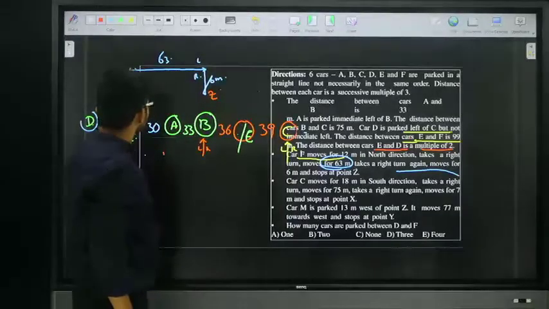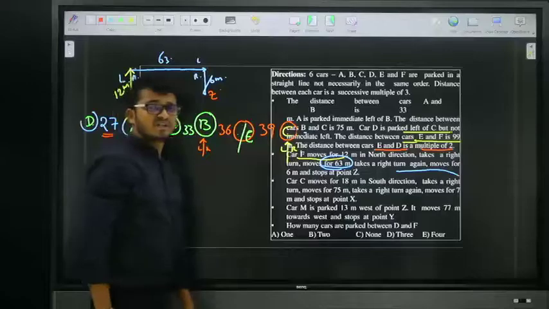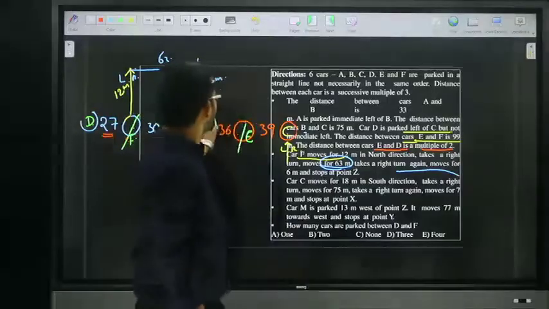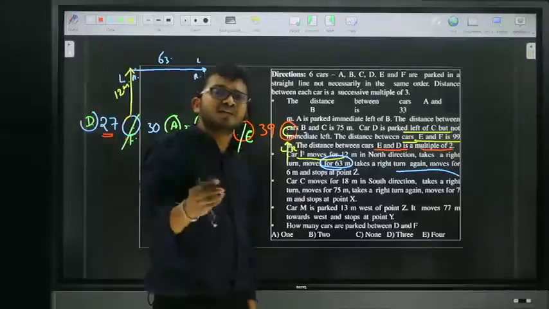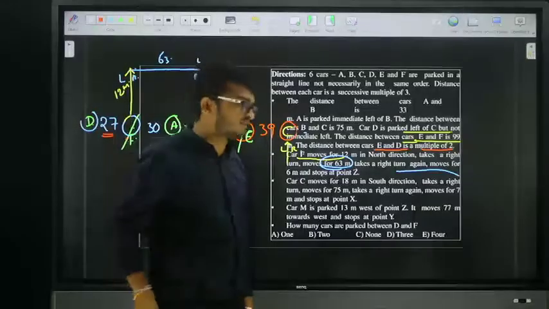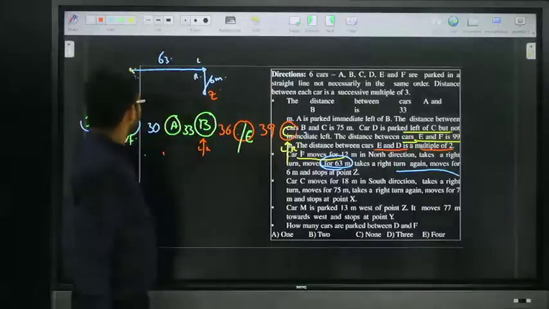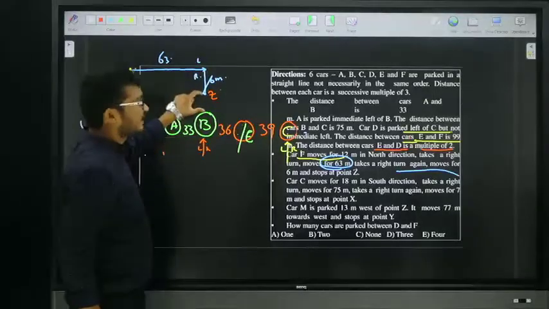Yes. So friends, here my question is, what is the distance between car B and Z? Give your answer as a comment. So friends, here they mention the distance between car B and Z.